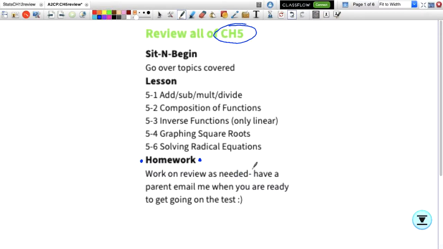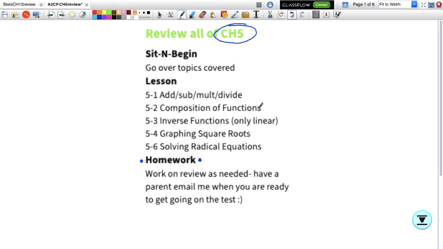I did attach the key. I had to do it as 2 separate documents, but it does have at least one problem from each section worked out and all of the correct answers on it also. So feel free to check that out. Please check that out. And then again, whenever you're ready, between now and next Wednesday, which is the 20th, have a parent email me and you got to work on that test. Okay, so again, it's going to be probably about 13, 14 questions. So it's a little bit shorter than a normal test in Algebra 2, but it's so that you can hopefully finish it in a reasonable amount of time.